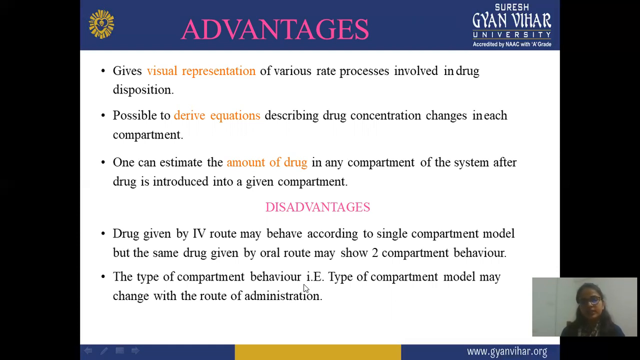And the next disadvantage is that the type of compartmental model may change with the route of administration. Suppose you give your drug by IV route, then it will show only one compartment, a single compartmental model. If you give the drug by oral route, then it can show a two compartmental model, or by any other route it may show a three compartmental model also. So there may be changes due to the route of administration. It may show one compartment or multi-compartment behavior.